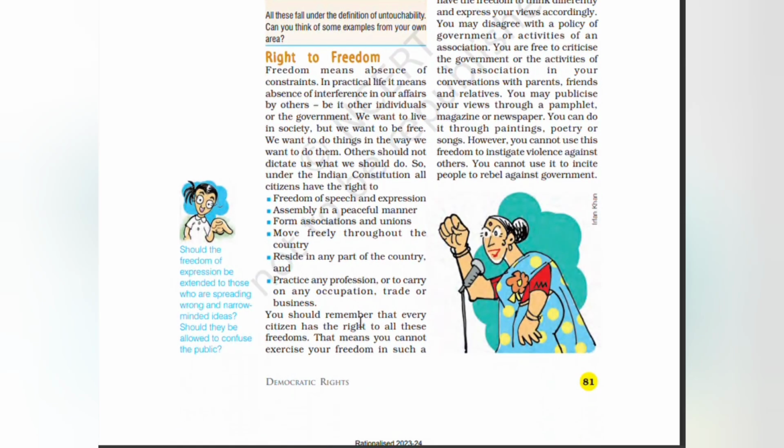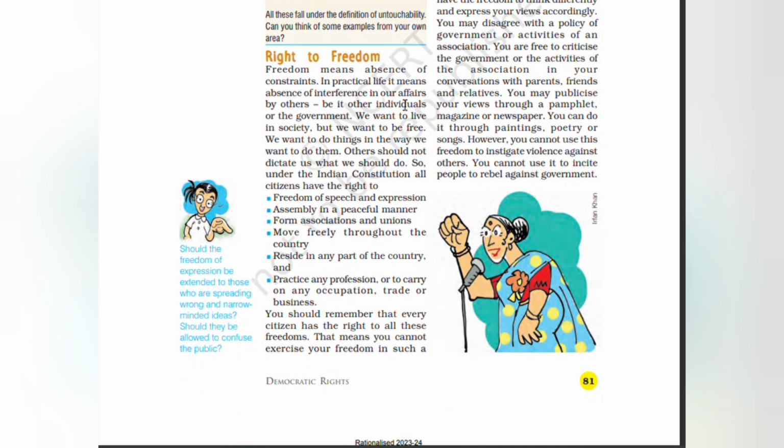Right to freedom. Freedom means the absence of constraints. In practical life, it means absence of interference in our affairs by others, be it other individuals or the government. We want to live in society, but we want to be free. We want to do things in the way we want to do them. Others should not dictate to us what we should do.